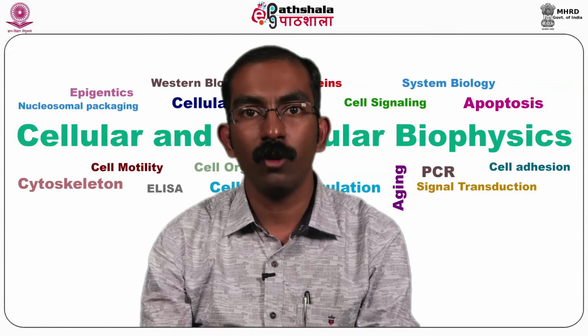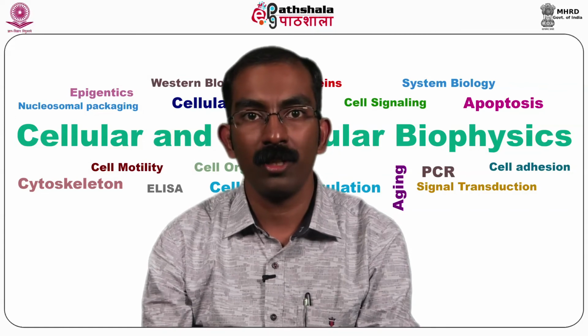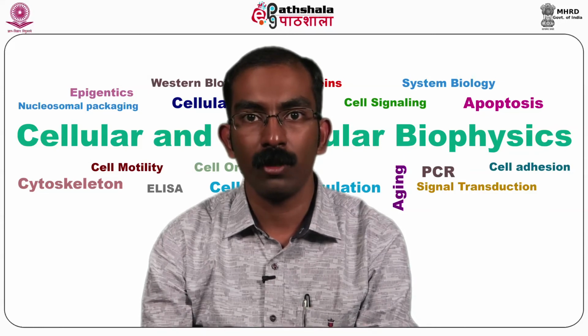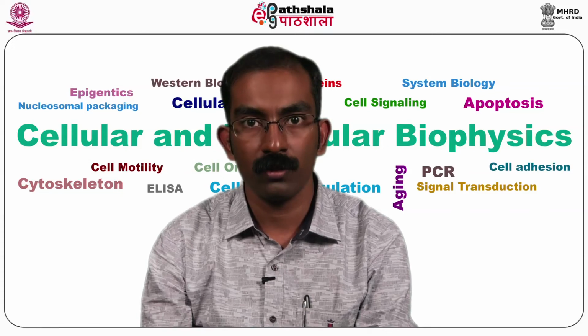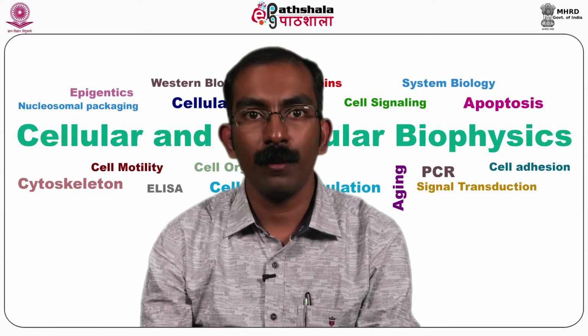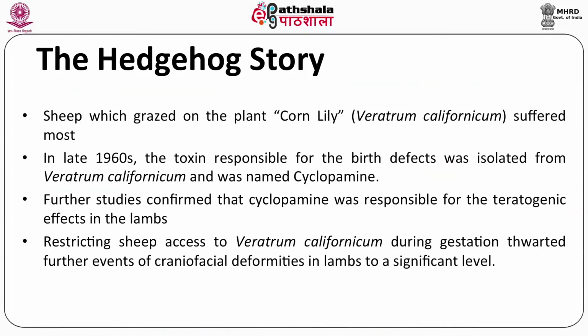The reason for such deformities in these cyclopic sheep remained an enigma, and the Department of Agriculture was requested to investigate the probable cause. Extensive studies were conducted to determine the mechanism behind the abnormalities, but all these were in vain. The sheep which grazed on the plant corn lily, that is Veratrum californicum, suffered the most, and this turned out to be the key information in identifying the culprit.